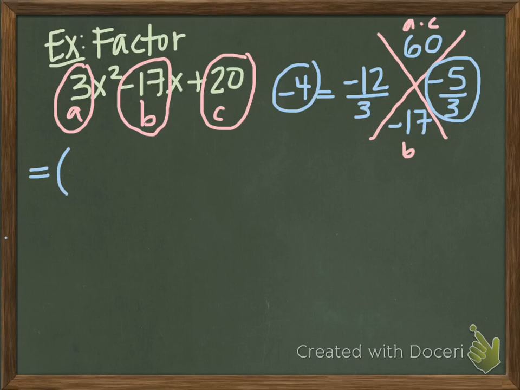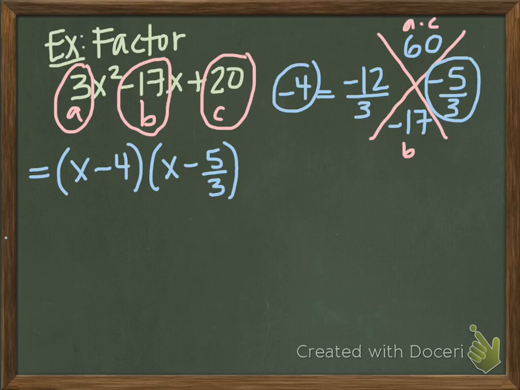Step 6, we're going to set up our binomials. So in one binomial, we've got x minus 4. In the other binomial, we have x minus 5/3. Now, step 7 says if either are a fraction, we've got to move the denominator in front of the x. So on the negative 5/3, I'm going to take that denominator of 3, move it in front of the x, and it's gone.